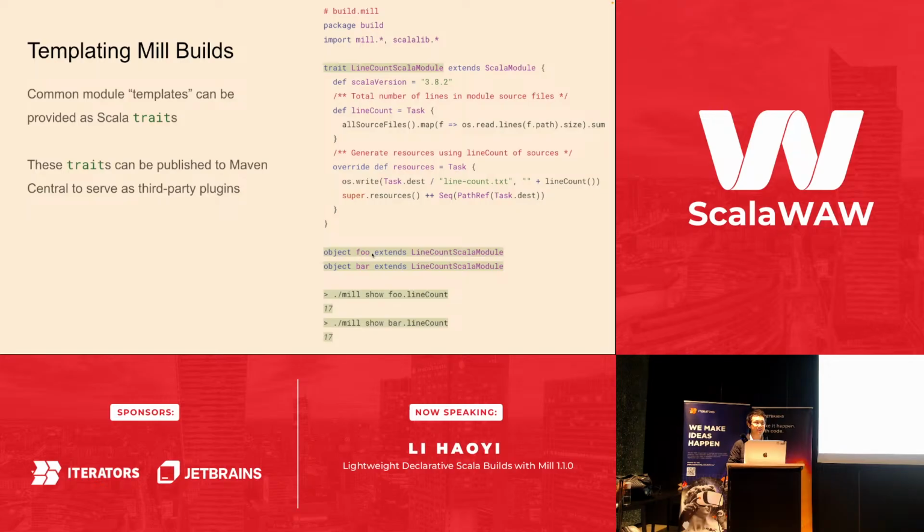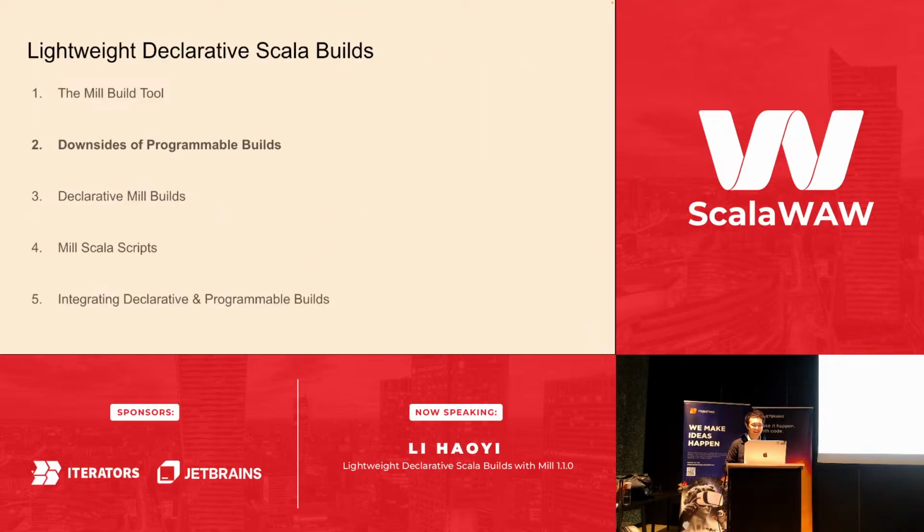And these traits, in addition to being used locally to standardize or reduce duplication within your build system, can also be published to Maven Central to serve as third-party dependencies. So you just push it up to Maven Central using Mill's standard publishing workflow, and anyone else can depend on it and inherit it in their own modules, and they too can count the number of lines in their code base and put it in a resource file for use at runtime. So that's the long and short of programmable builds.